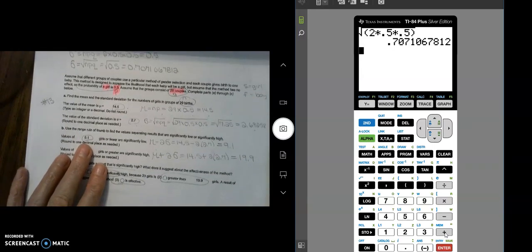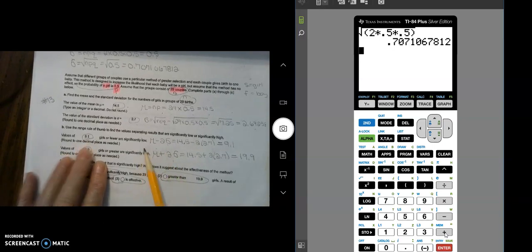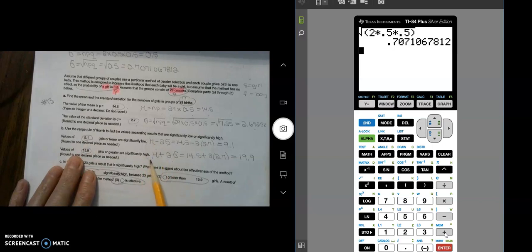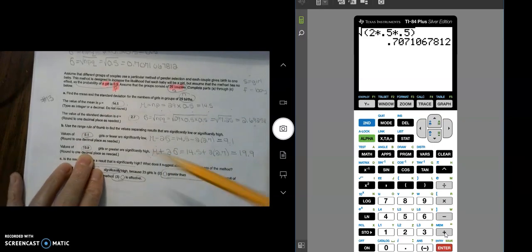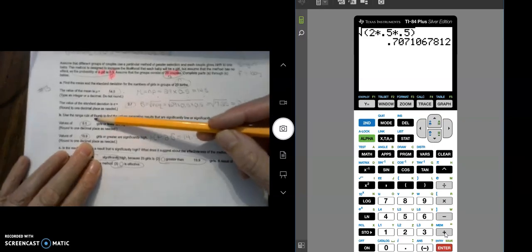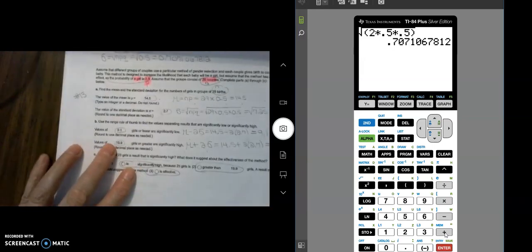Okay, then they want to do the range rule of thumb. The range rule of thumb is 2 standard deviations below and 2 standard deviations above. So the values should be between these two. If they're outside them, it's unusual. So the mean minus 2 standard deviations is 14.5 minus 2 times the standard deviation, which is 9.1. And the mean plus 2 standard deviations is 19.9. So the range rule of thumb says basically most of the data should lie between these two. If they're outside those two, then it's unusual.